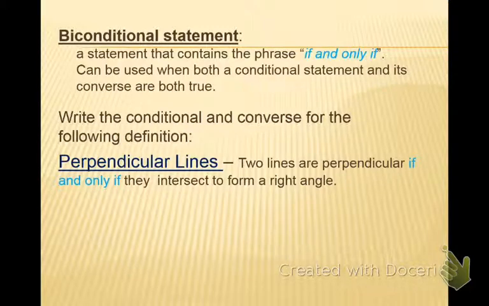So think about and write out the conditional statement and the converse for the definition of perpendicular lines. And there's your biconditional statement. Two lines are perpendicular if and only if they intersect to form right angles, to form a right angle.